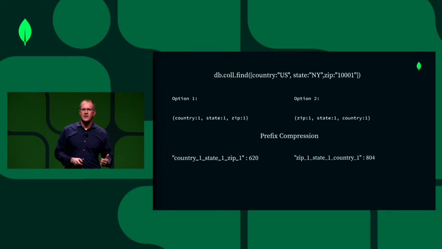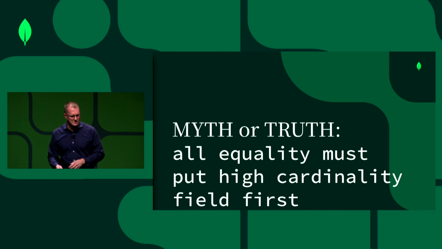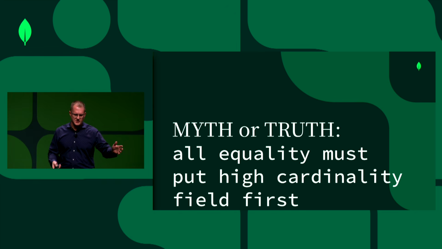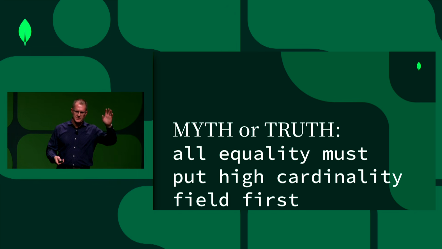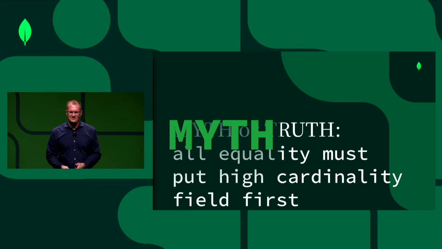So again, going back to that WiredTiger cache, if you've got a lot of indexes, it's in your best interest to put your low cardinality fields at the beginning of the indexes. But all things are seldom equal. So here's a myth or a truth. All equality must put high cardinality fields first. Anything that's an equality condition must put the high cardinality field first. We've actually kind of busted that one already, right? So that's a myth.